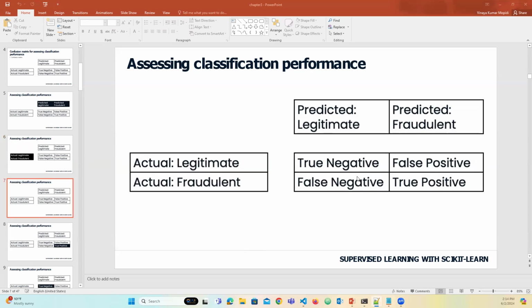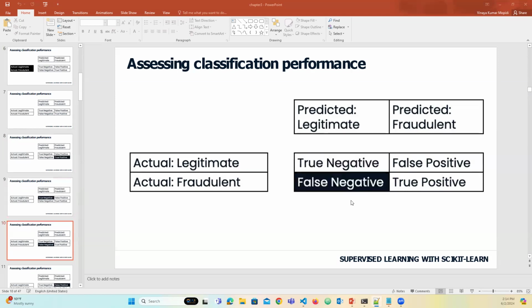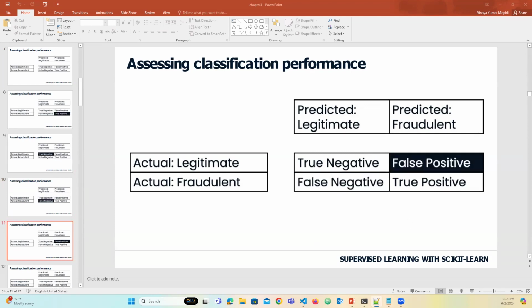So the true positives are the number of fraudulent transactions correctly labeled. And the true negatives are the number of legitimate transactions correctly labeled. The false negatives are the number of fraudulent transactions incorrectly labeled as legitimate. The false positives are the number of transactions incorrectly labeled as fraudulent.